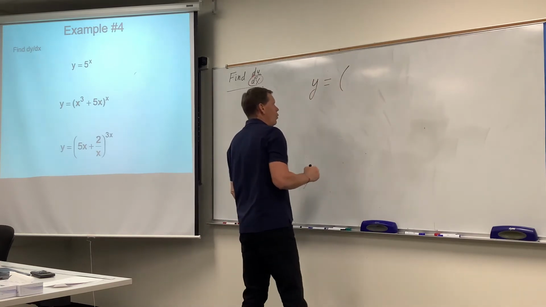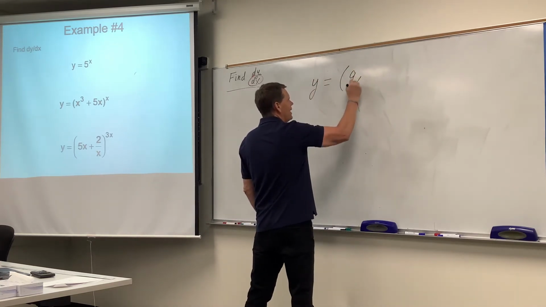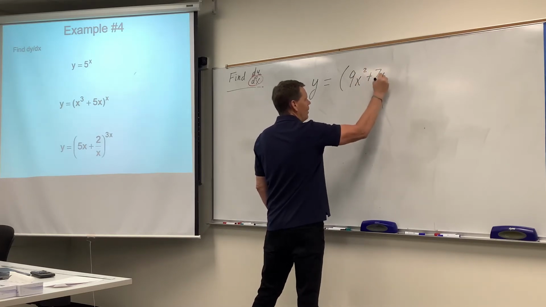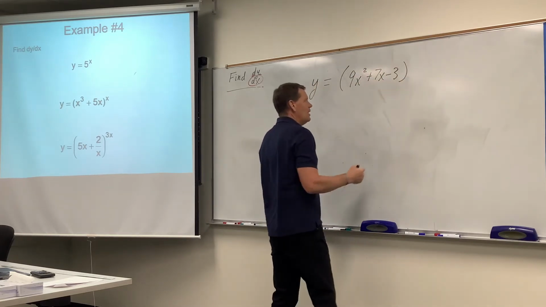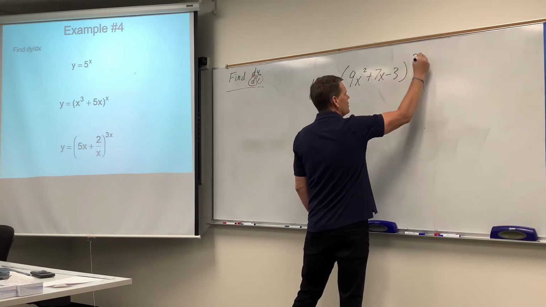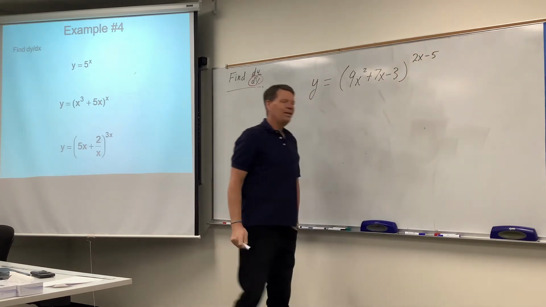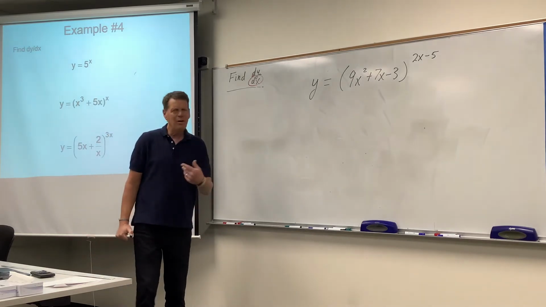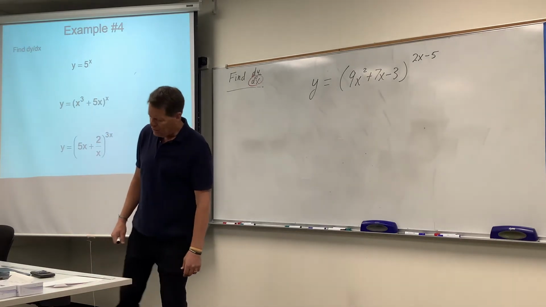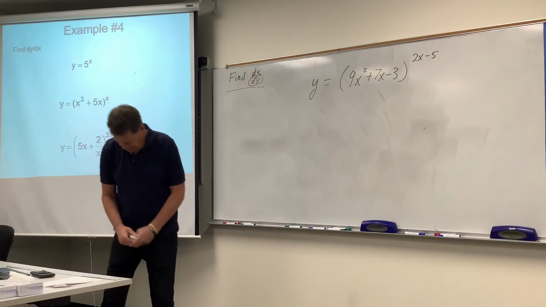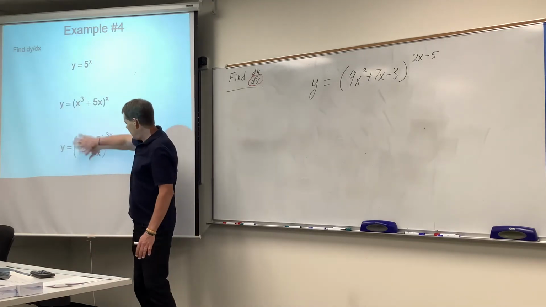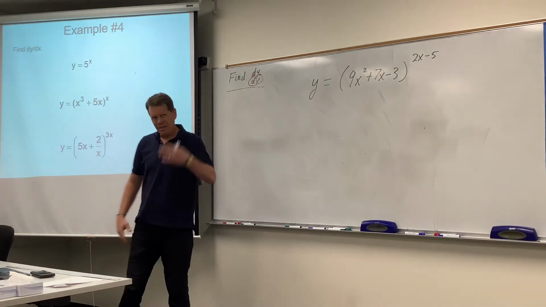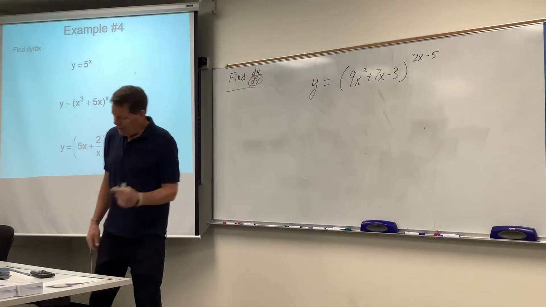Let's say we had y equals 9x squared plus 7x minus 3, raised to the 2x minus 5 power. Look at that. We've got x's on the ground as well as up in the air. And this would be very similar to your last question on this particular assignment. So again, this is being done on purpose. We're not working these. I just made one up to resemble your homework.